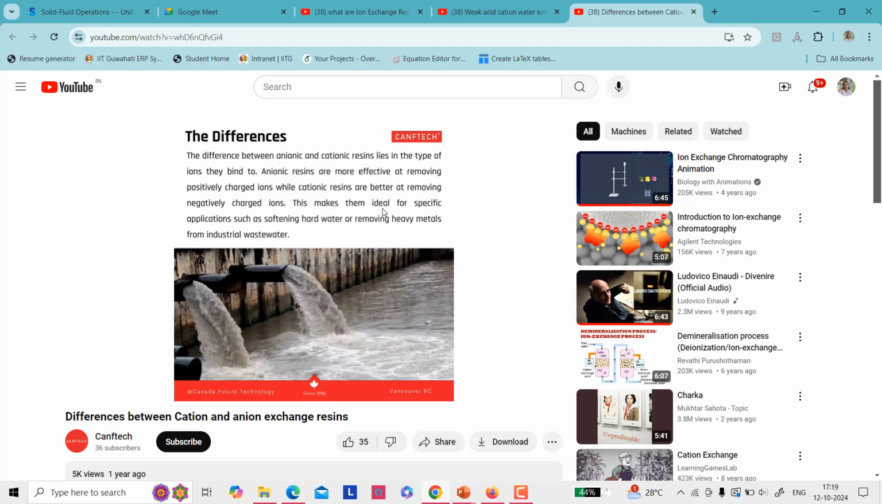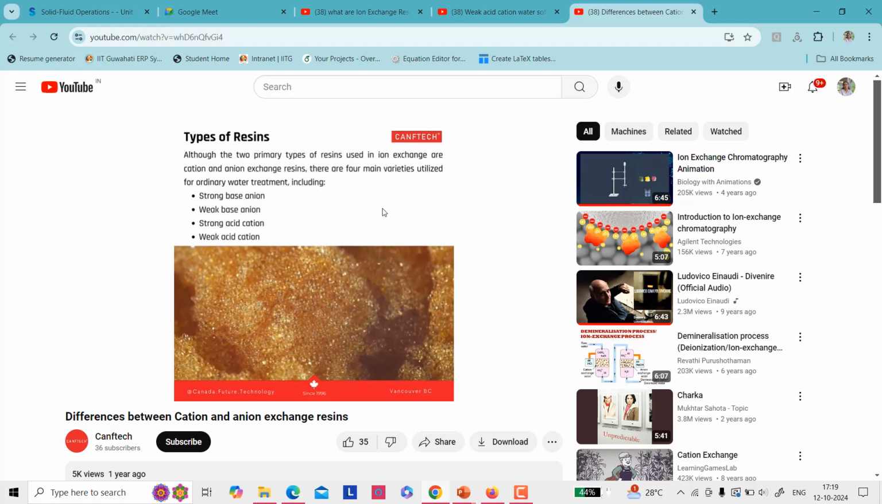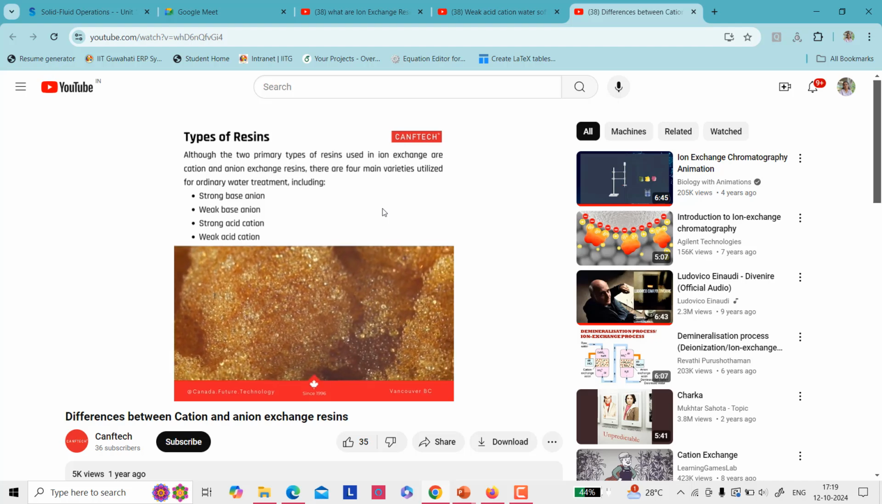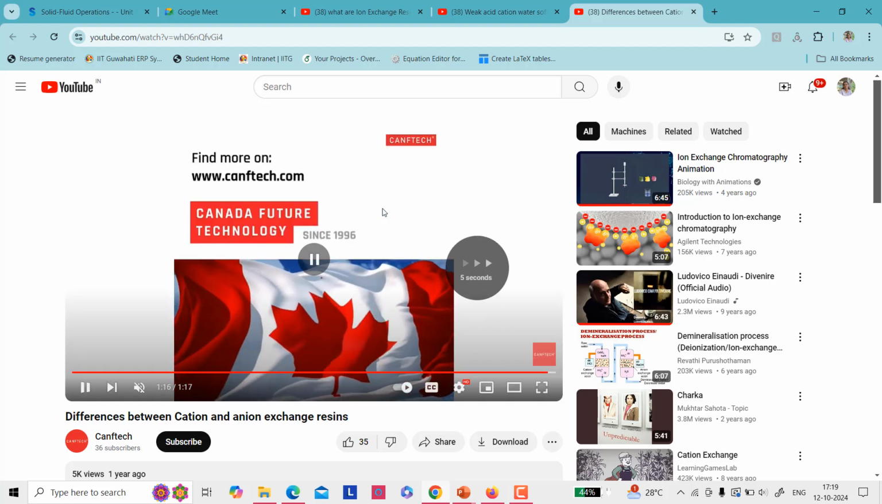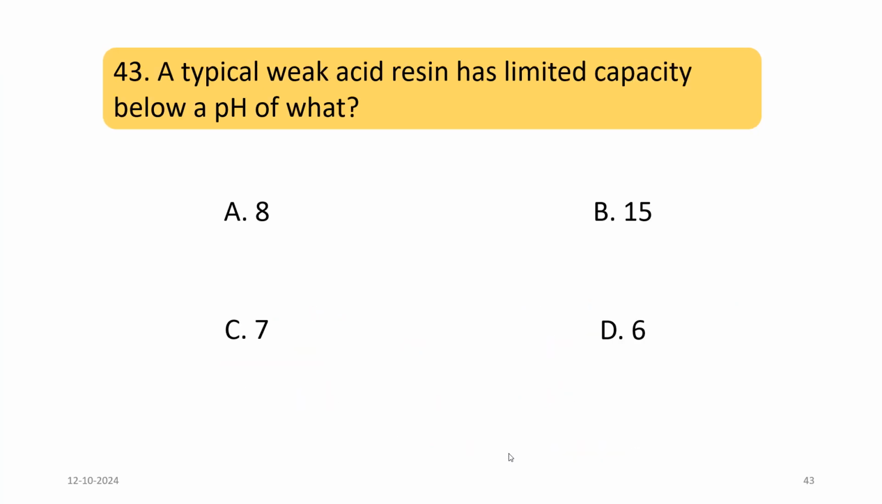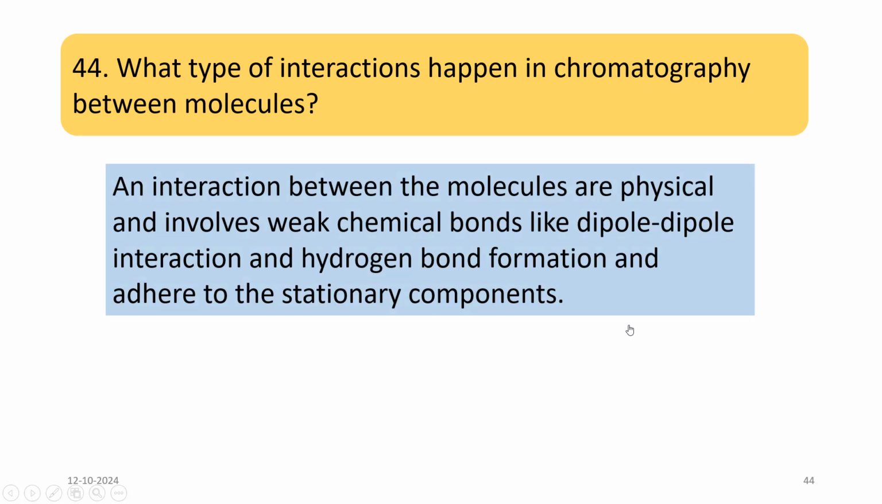Next, a typical weak acid resin has limited capacity below pH of 6. The answer is 6. Next, what type of interactions happen in chromatography between molecules? The interactions between the molecules are typically weak chemical bonds like dipole-dipole interaction and hydrogen bond formation, and they adhere to the stationary components. So when chromatography happens, chromatographic adsorption includes this type of bonds.